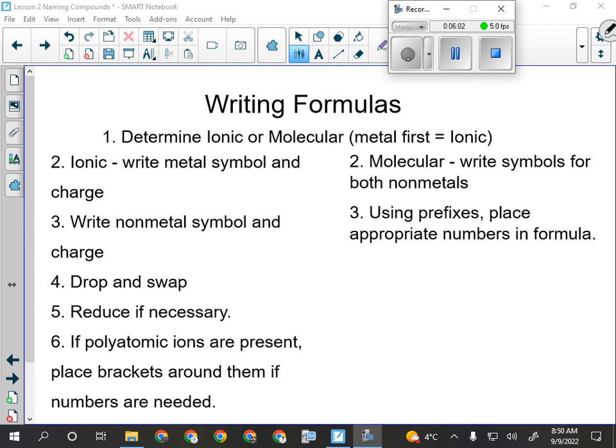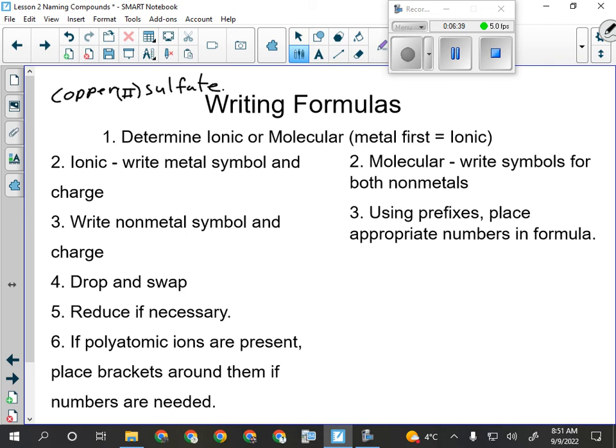And then going the other way, a quick flow chart for writing the formulas. If I'm given the name of a compound, let's say copper 2 sulfate, first step, is it ionic or molecular? It's ionic, copper's a metal. And would you ever see a Roman numeral in a molecular compound? Not ever, right? There are no non-metals that have more than one possible charge.